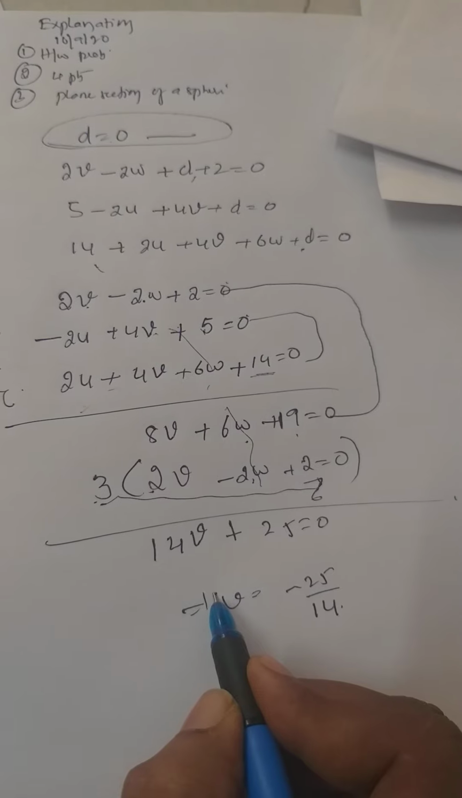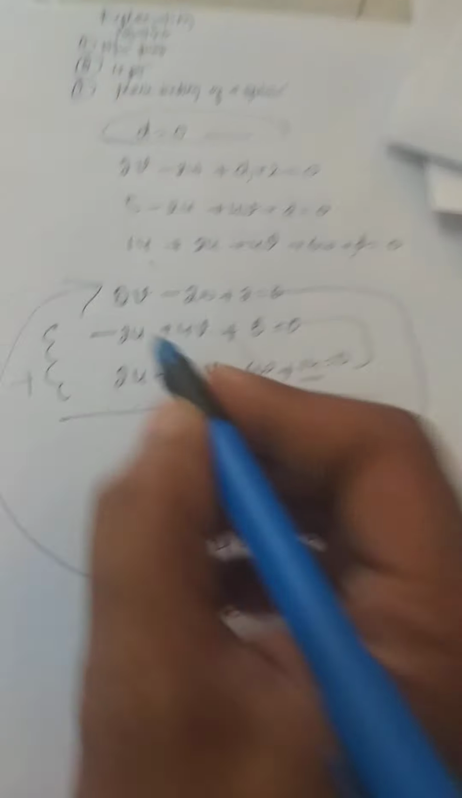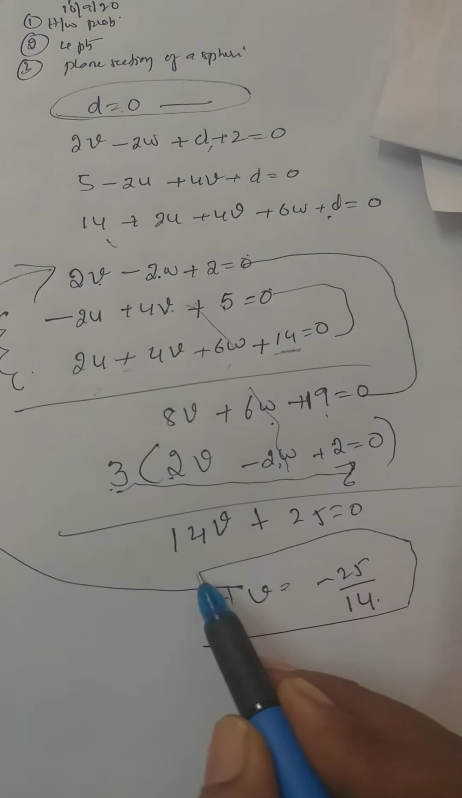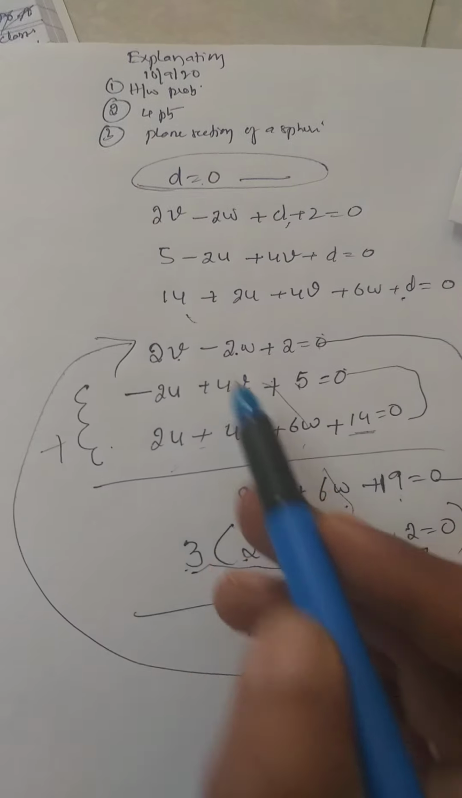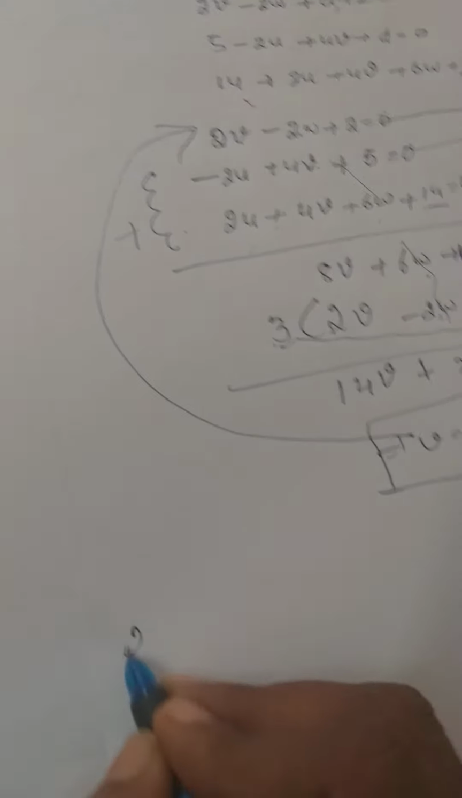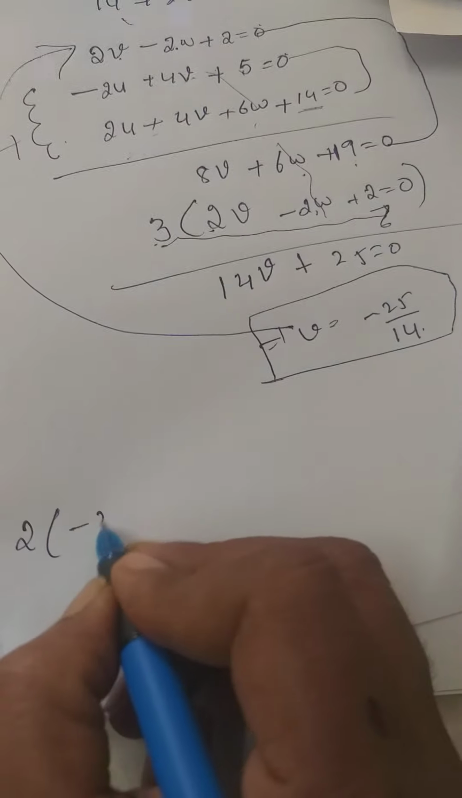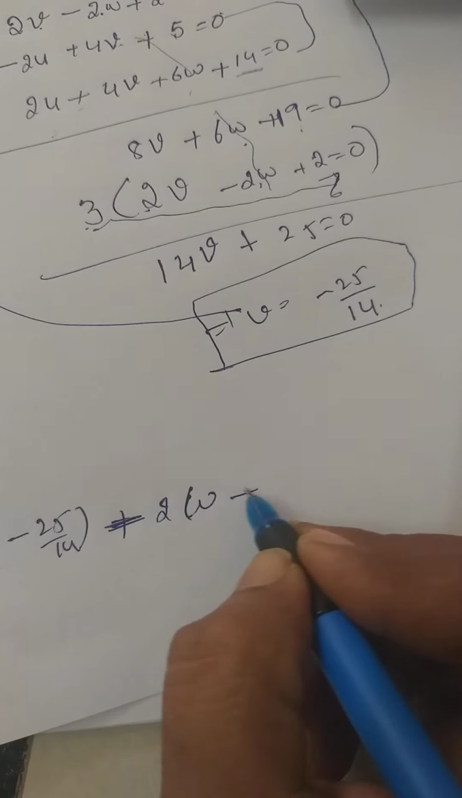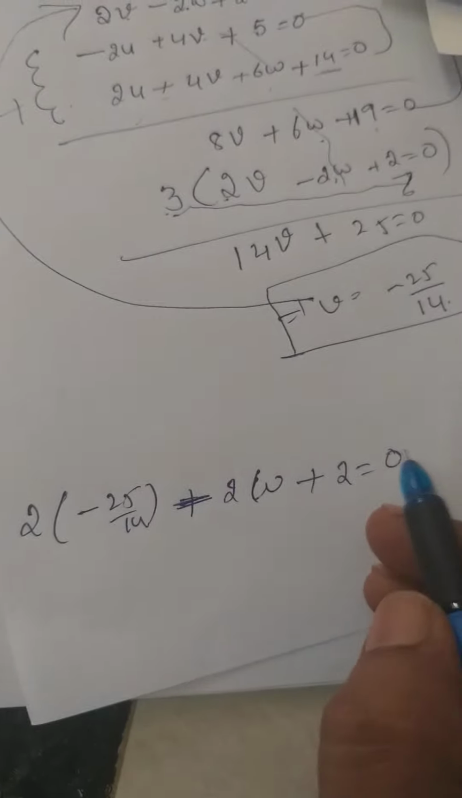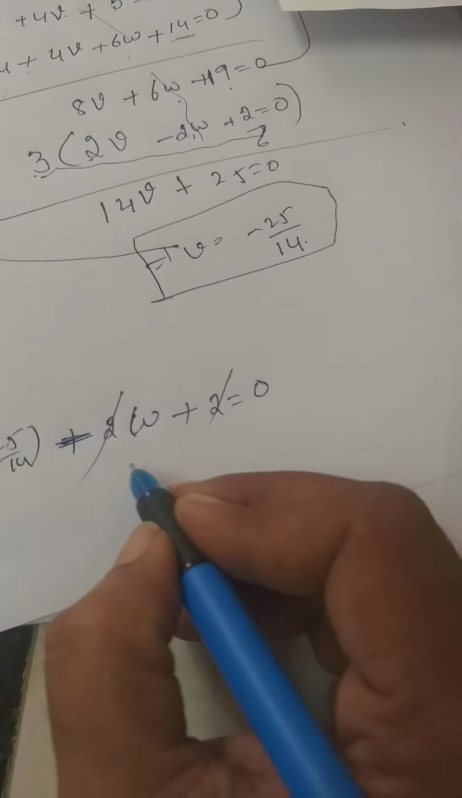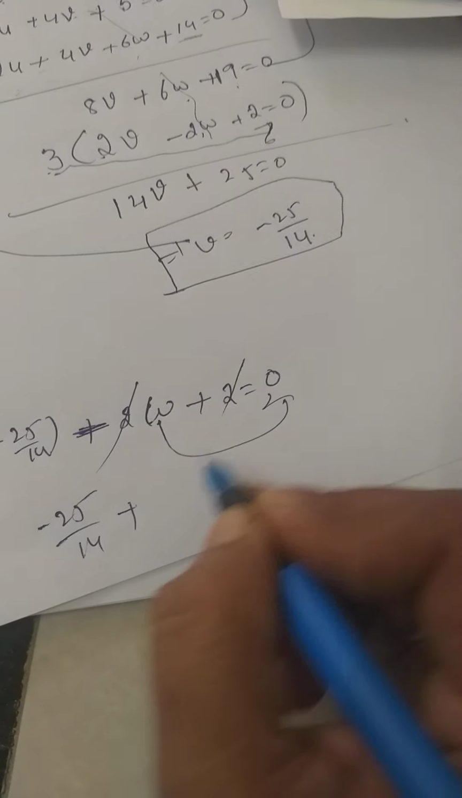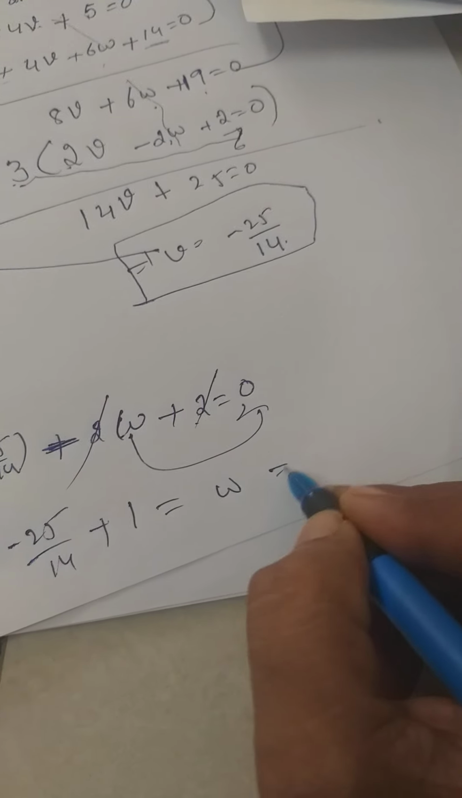Substitute the v value in this equation. The v value is minus 25 by 14. Now that equation becomes 2 into minus 25 by 14 minus 2w plus 2 is equal to 0. Here 2 gets cancelled. Now minus 25 by 14 plus 1 is equal to w.